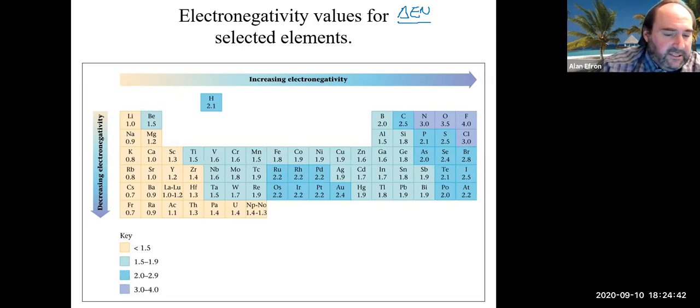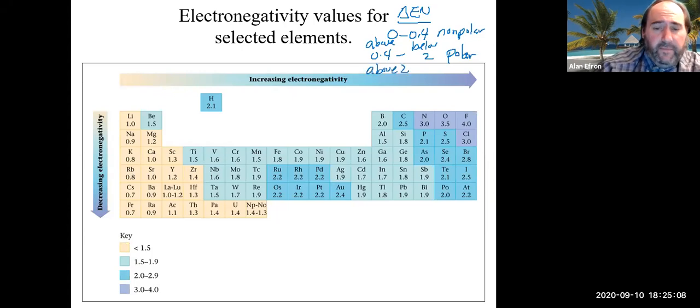And if you do the change in electronegativity value and you have a value of 0 to about 0.4, that is usually considered a nonpolar bond. If you have anywhere from above 0.4 to below 2, that is some type of polar bond. If you have a difference that is typically above 2, that is an ionic bond.